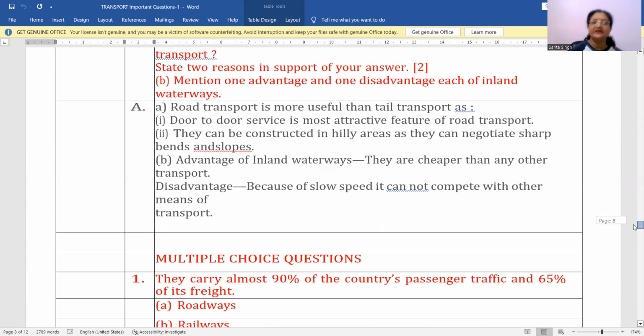Mention one advantage and one disadvantage each of inland waterways. One advantage, they are cheaper than any other means of transport. Okay, and the disadvantage will be because of slow speed. It cannot compete with other means of transport. Still, it is very less in use.